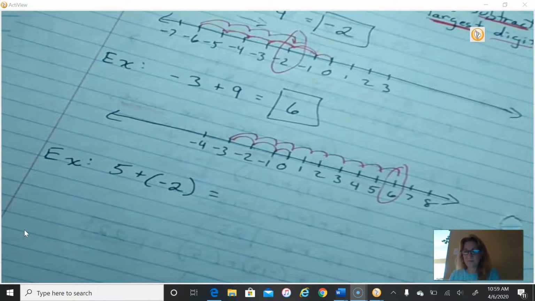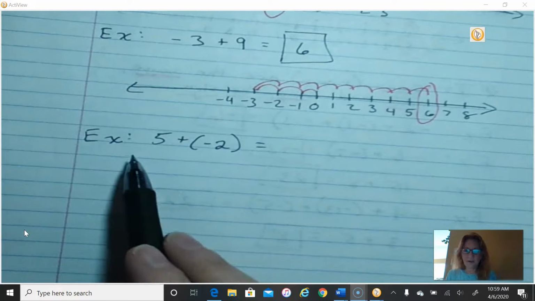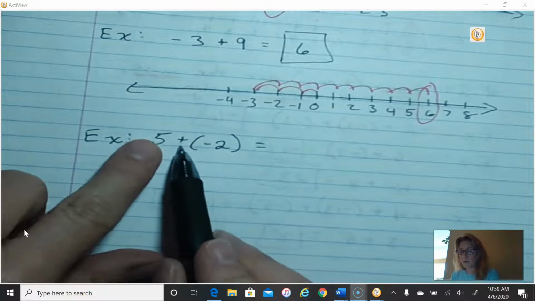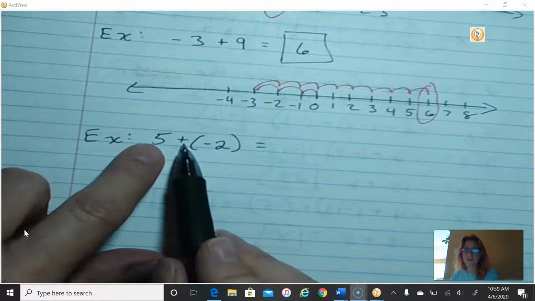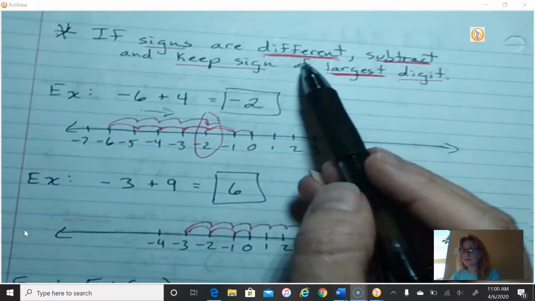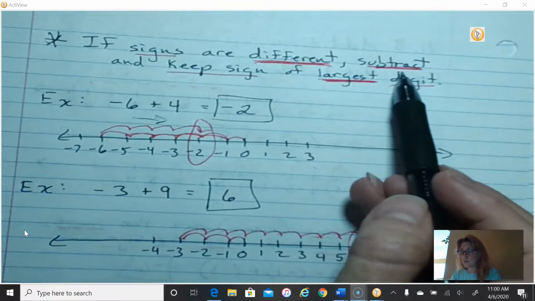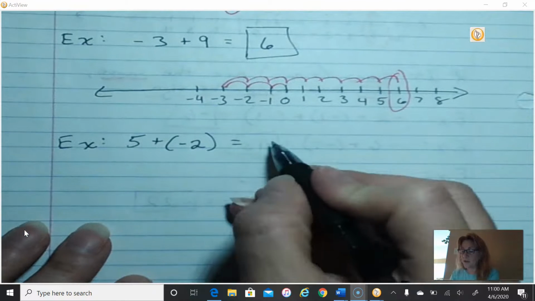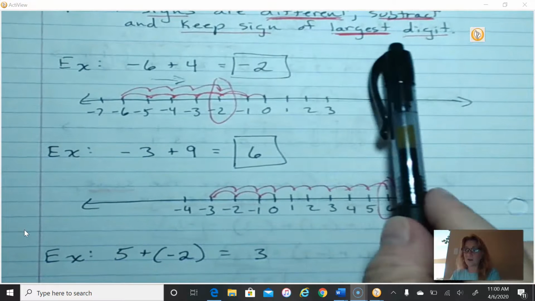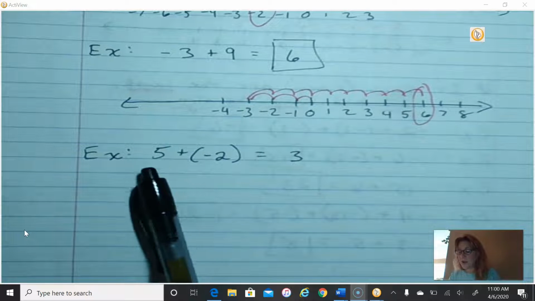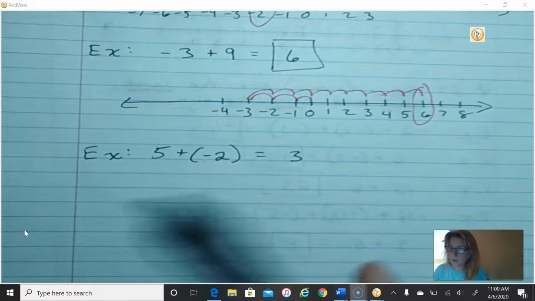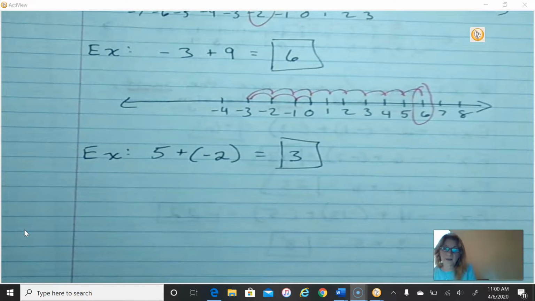All right, so that's a positive 5. That's a negative 2. Don't worry about that. Y'all need to just train yourselves not to even look at that anymore. Positive 5 and negative 2. The signs are different, so you're going to subtract. So 5 minus 2 is 3. And you keep the sign of the largest digit. 5 is your largest digit. It is positive, so therefore, that's positive.